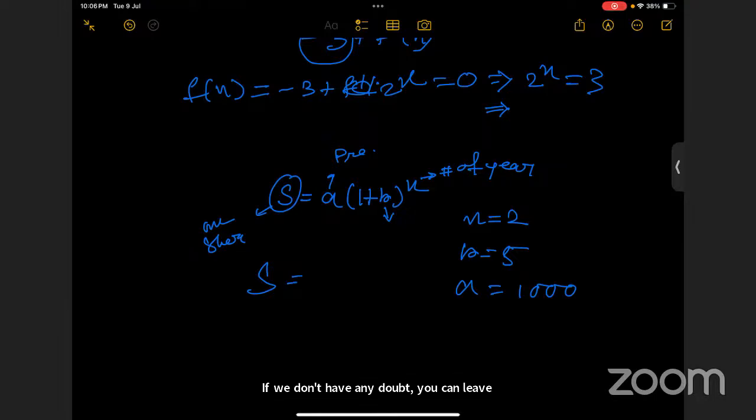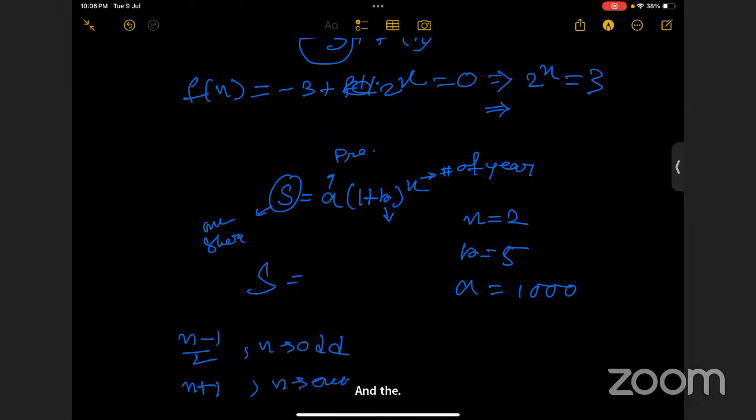Yes, ma'am, I have sent the question in the chat box. I had a doubt. Why is the fourth option incorrect? Which of the following functions are 1-1? So the fourth option is (n minus 1) by 2 if n is odd, and (n plus 1) by 2 if n is even.